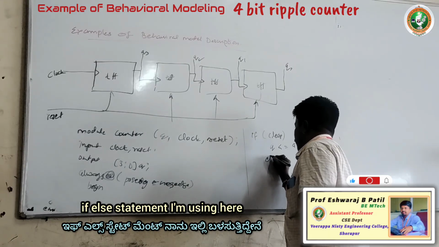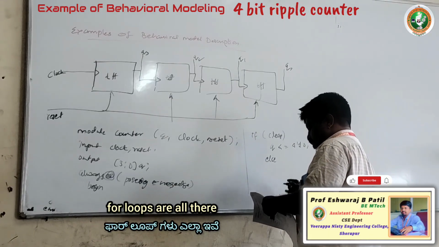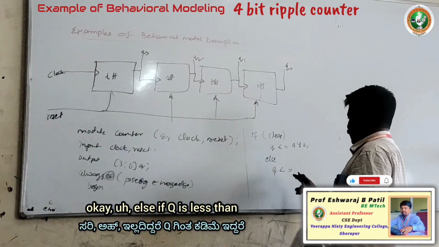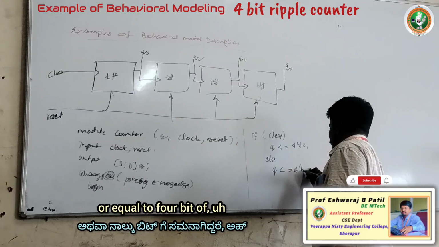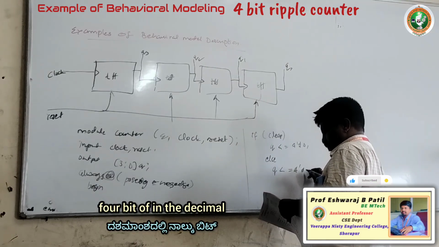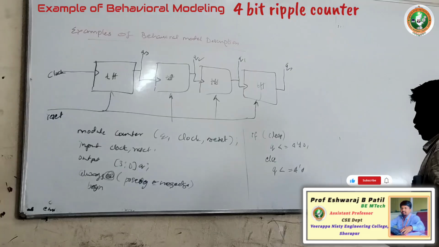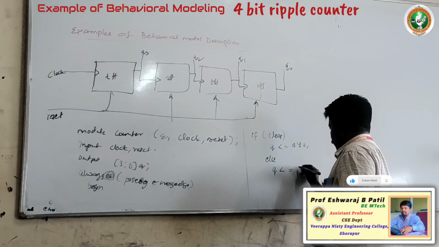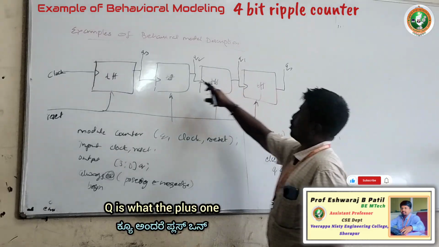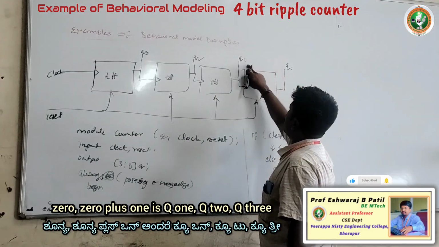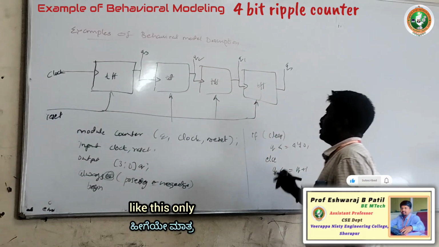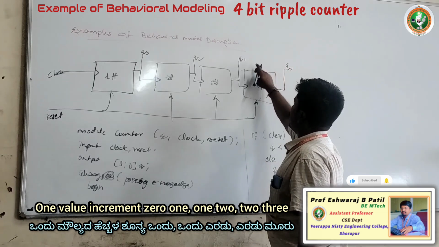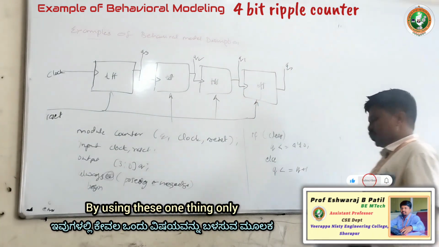Else if, I am using an else if statement here. If Q is less than or equal to, else if Q is less than or equal to the 4 bit decimal, Q plus 1. Q is plus 1, so 0 plus 1 gives Q1, then Q2, then Q3. It does not reset each time, it keeps incrementing one value at a time: 0 to 1, 1 to 2, 2 to 3, by using this only.